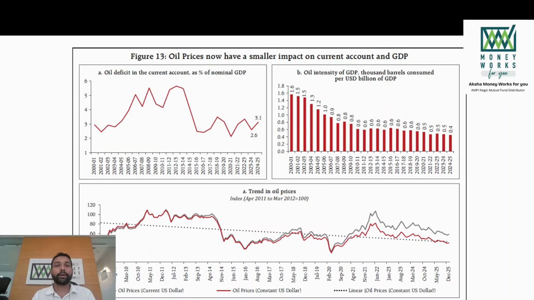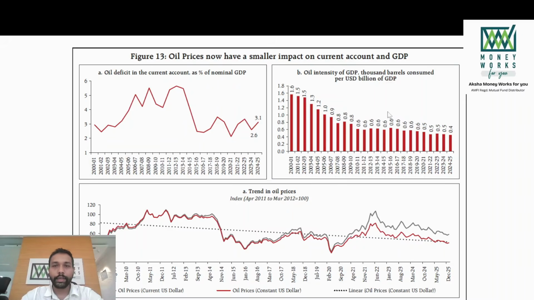Now, what is the impact of the oil price increase for India in terms of GDP and all those things? Clearly, the fiscal deficit for us as a percentage of nominal GDP has declined. The net oil import that we were making as a percentage of GDP has decreased over the years. In 2018, it was 5%, and now it is about 3%. So dependence on oil prices has decreased relative to the size of our GDP.